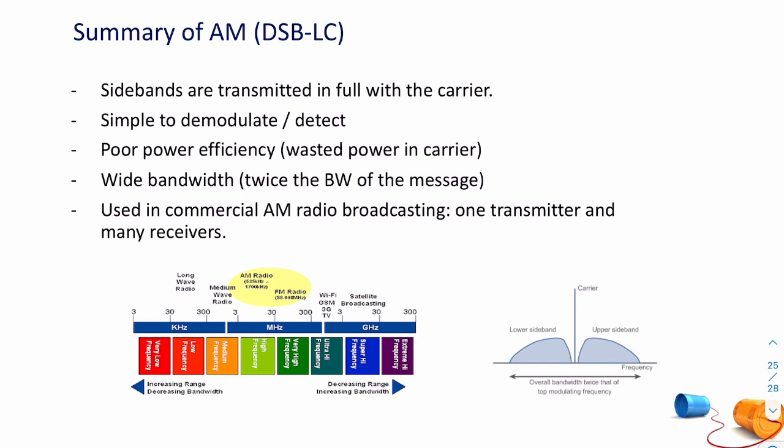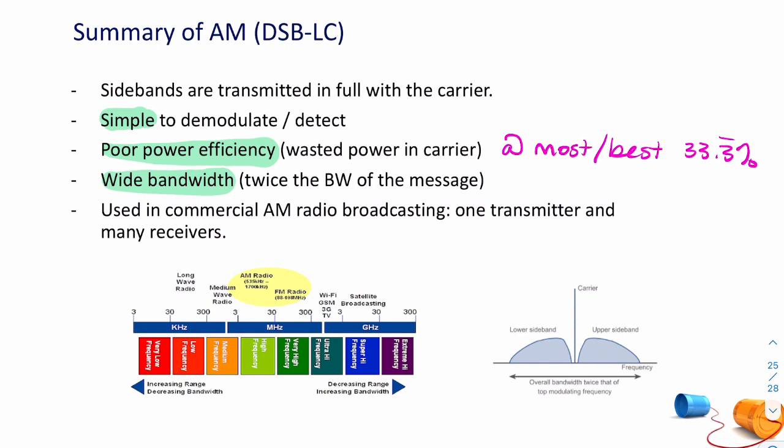So, in summary, what have we learnt today? We've learnt that with DSB large carrier, we have 2 sidebands in addition to the carrier, and demodulating them is really simple. There's poor power efficiency, which is at most, or at best, 33%. We also know from last time that the bandwidth of AM is twice the bandwidth of the original message. Okay, so that's because you have your upper sideband and your lower sideband.